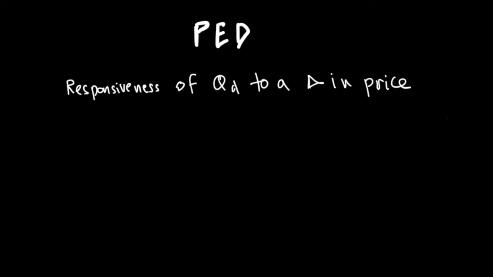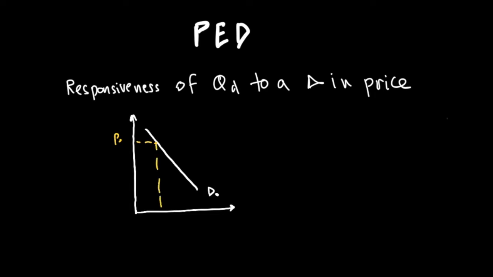We define PED as responsiveness of quantity demanded to a change in price. In other words, it tells us how much your quantity demanded will change when there's a change in price. If I look at my demand curve, it is downward sloping, right? Let's call this a normal demand curve. We know when the price of a good goes down from, let's say, P0 to P1, the quantity demanded will go up. So this calculation of elasticity of demand will tell us by how much quantity demanded will change. Let's say a producer lowers the price by 10%.